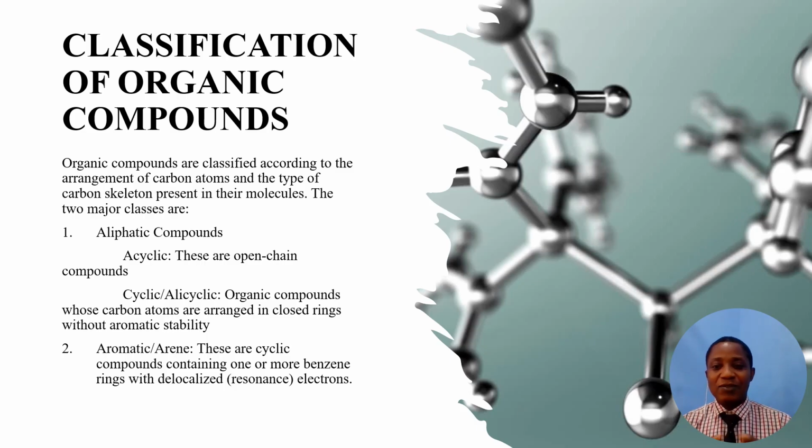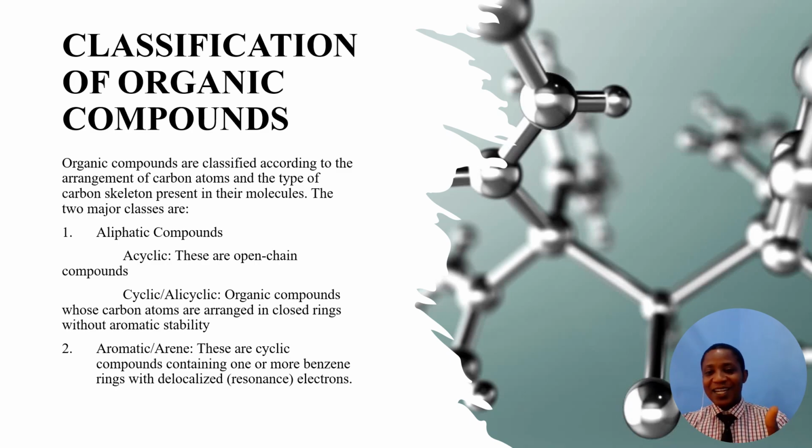And what is that classification? We are talking about classification based on chain structure. Here we are talking about aliphatic and aromatic. When you talk about the word aliphatic, we are talking about non-resonating organic compounds, that is, organic compounds that don't have resonating pi bonds.